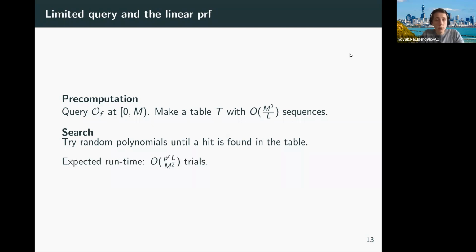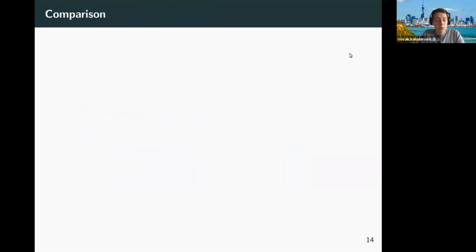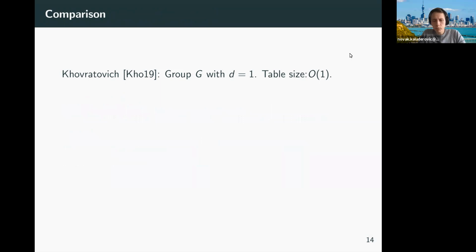So how do these algorithms compare to the previous best algorithms? The first algorithm was given by Kaluderovic in 2019. Now, in our terminology, their algorithm essentially uses the group G, the linear shift group, with the value d set equal to 1. The author gives a memory-less approach, but we can think of the algorithm as a table-based collision search where the table is of size m over L with m queries.